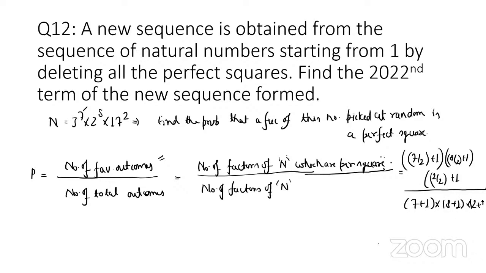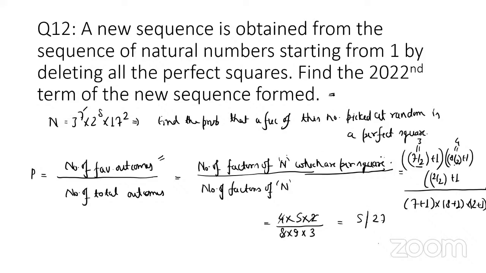Okay, now let's go back to the numerator part. 7/2 is 3.5, but I'm going to take 3 only, as I told you before. So 3 plus 1 is 4. Similarly, 8/2 is 4, which is luckily an integer, so we'll take 4 here, right? 4 plus 1 is 5. Then it's 2/2, which is luckily 1, so we can say 1 plus 1 is 2. Divide by 8 into 9 into 3. Let's see if anything can be cancelled. Yes, 4 into 2 is 8, which is getting cancelled. So the final answer has to be 5 upon 27.